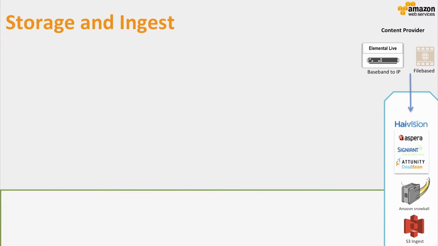Then on the traditional side, where you have an HD-SDI signal or baseband, you will need to have it converted to IP, and that's where the newest member of our family, Elemental, comes into play, where you can have Elemental Live running on premises, doing the IP conversion, and then pushing it straight into the cloud. In addition to that, we have a pretty large ecosystem of partners like Hivision that build solutions running on top of the AWS cloud, doing this IP conversion for you and being able to ingest content into the cloud.